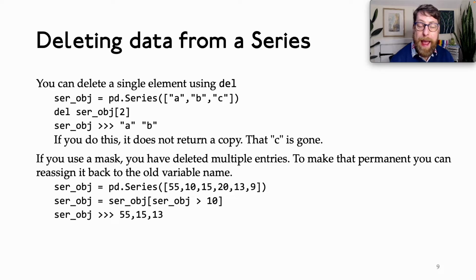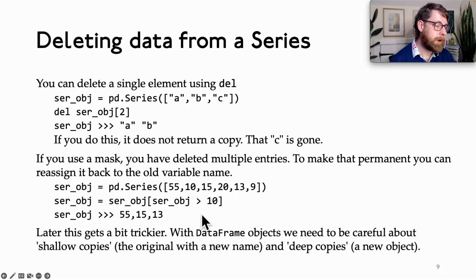Now, if you use a mask, you can do that. So you can just use a mask. The new series object says greater than 10. So that'll just have a new series with 55, 15, 20, and 13. It's going to get rid of those two right there. If we rename it to the old series, just like this, then now we've clobbered the old series. That's one way to do the deletion there.